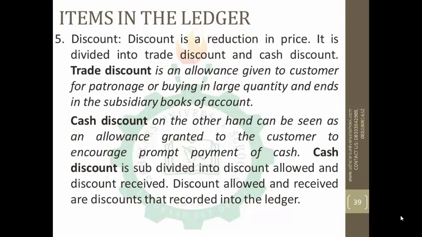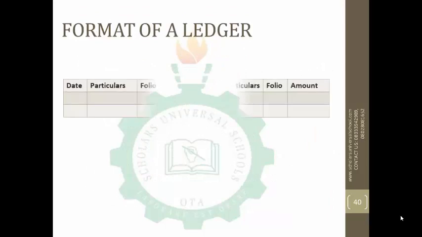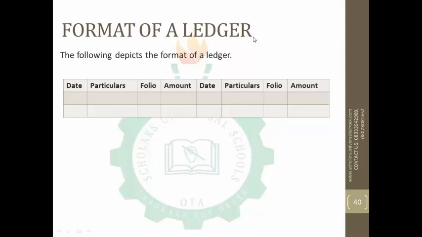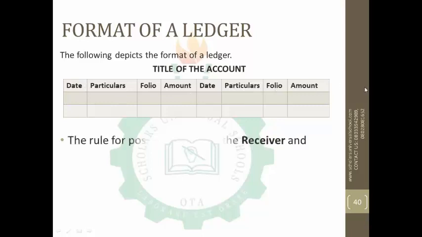All right, so I'm moving to the next part, which is to discuss the format of the ledger. Now, when we talk about the format of the ledger, it's a T format. You have to be seeing it on a table. It's divided into two sides, the debit and the credit side. On the debit side, we have the date, particular, folio, and amount, just as I've explained, and we have the same on the credit side.